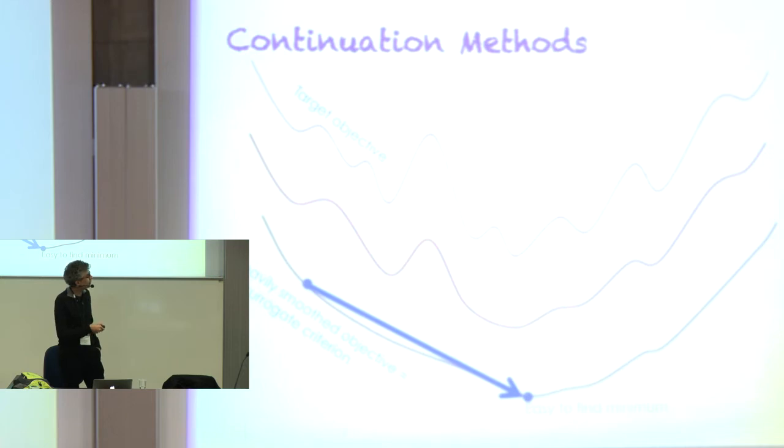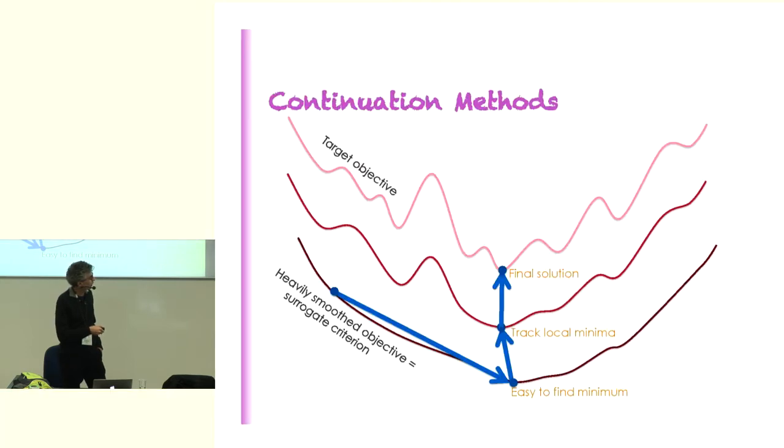So we have a family of objectives, and we're going to move along that dimension, tracking the local minimum along the way. That's what the continuation methods do. So you start with an easy problem, you solve it, and then you gradually transform the easy problem into the problem you care about, keeping track, staying close to the local minimum as you move forward.